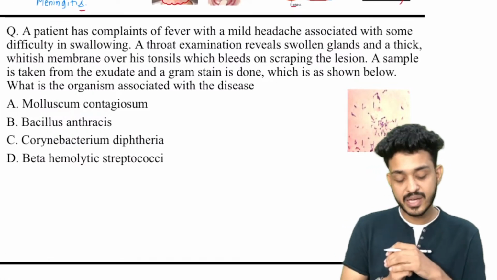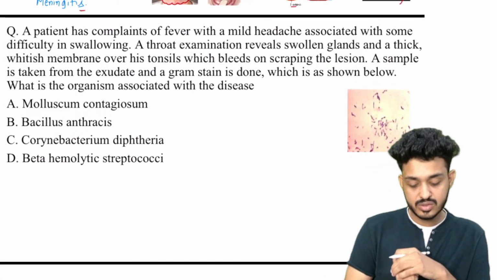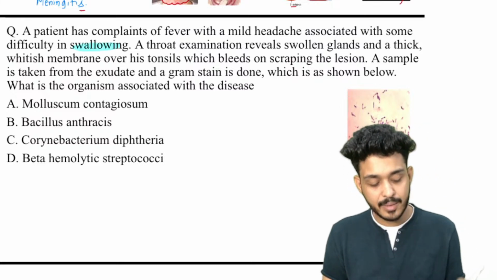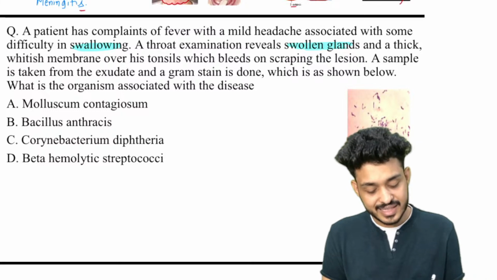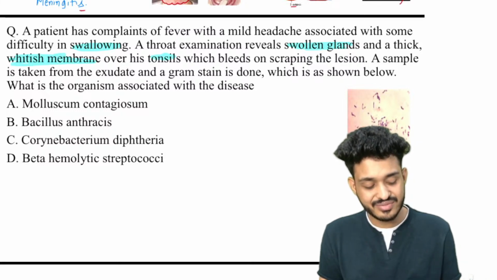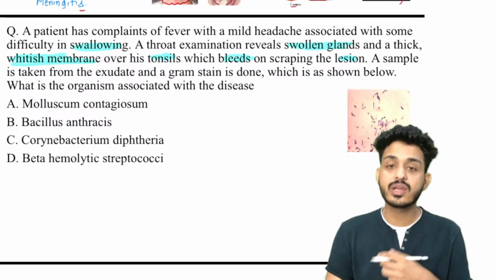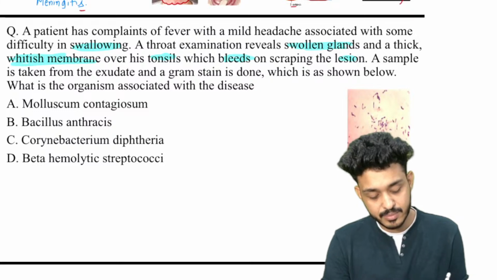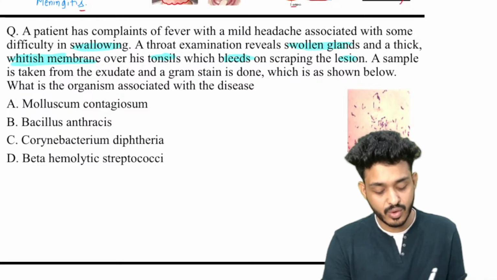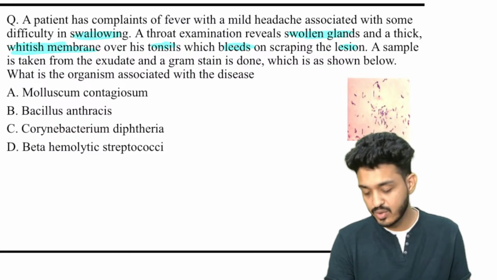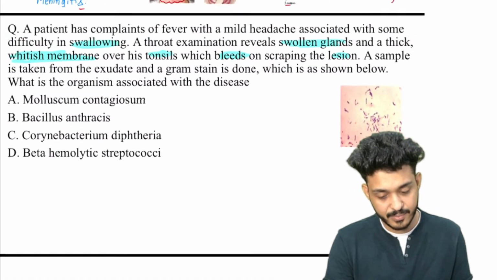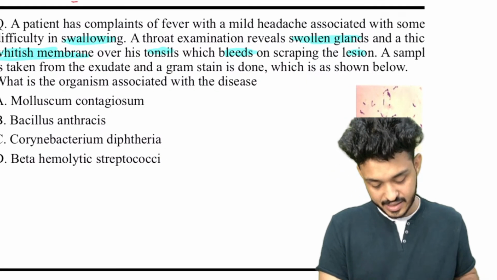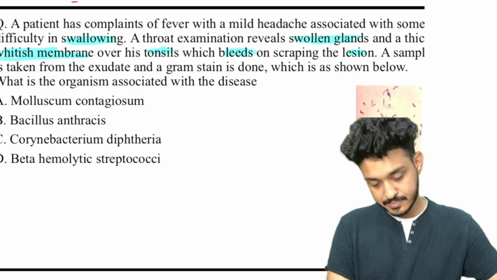A patient has complaints of fever with a mild headache associated with some difficulty in swallowing. A throat examination reveals swollen glands, a thick whitish membrane over the tonsils which bleeds on scraping the lesion. On removing that membrane there will be pain. A sample is taken from the exudate and a Gram stain is done. Which of the following is shown as the organism? Try to identify the organism. What is this organism out of these four? We are saying C, that is diphtheria. Is it diphtheria?